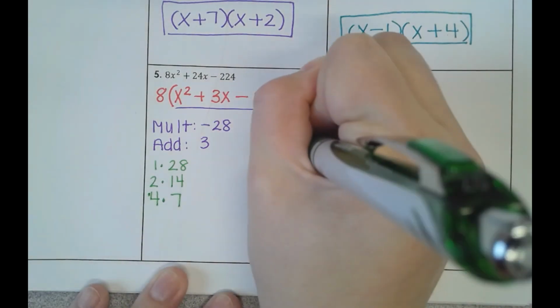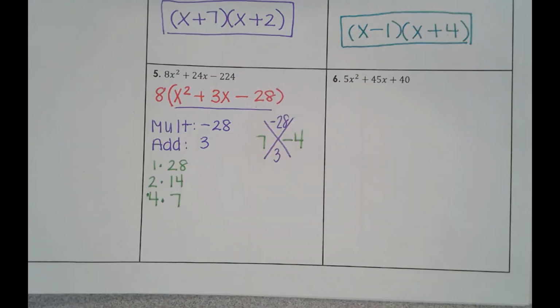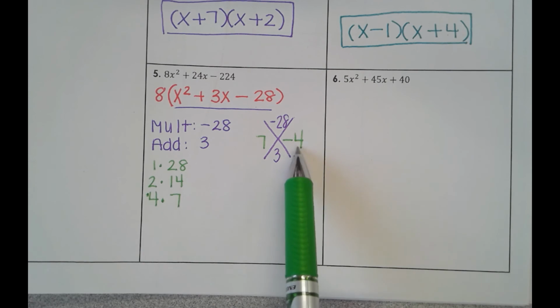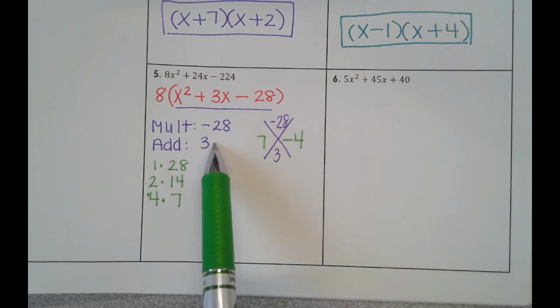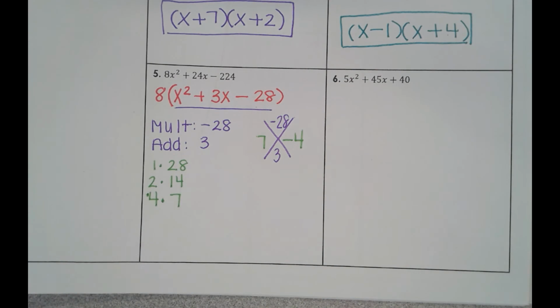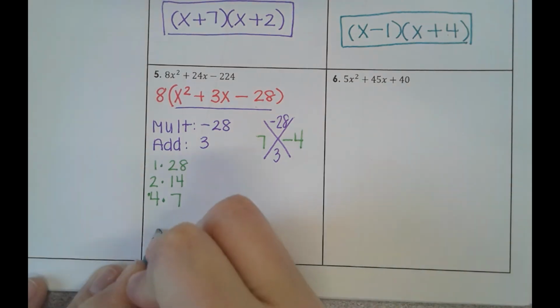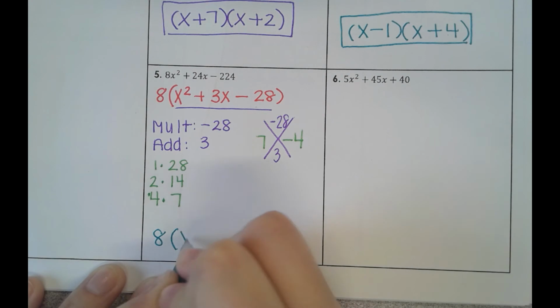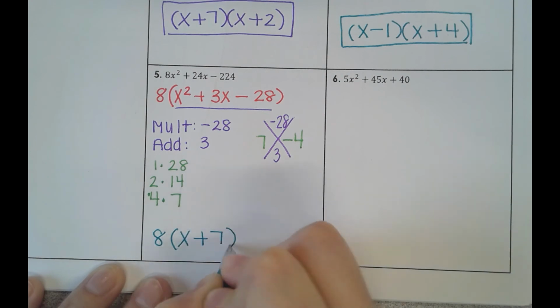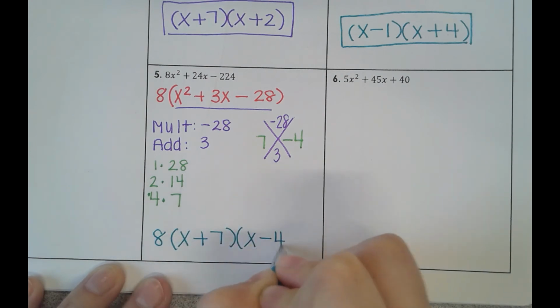That is correct. I love how that freezes all the time. 7 times negative 4 is negative 28. Then if you add them, you do get 3. So when we write our final answer, we have to put the 8 as part of our answer.